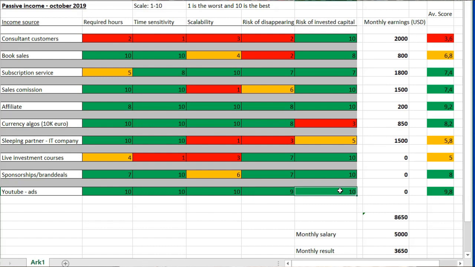And I'm not investing any money in it. So you can see a 9.8 here. That is actually something I will try out. Then there are a couple of things that I have not put in.